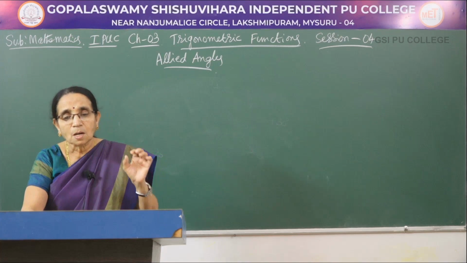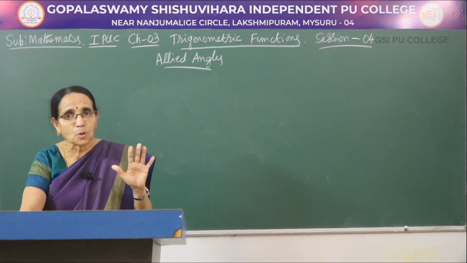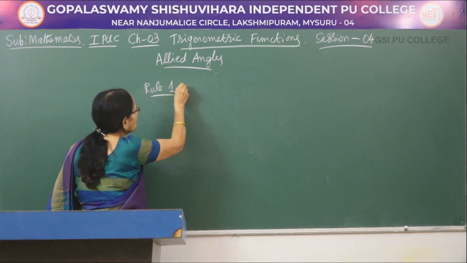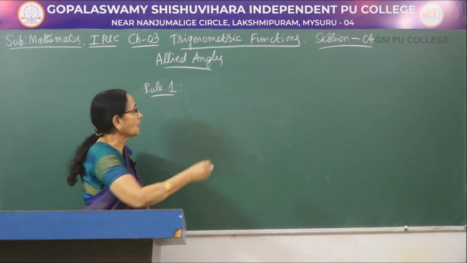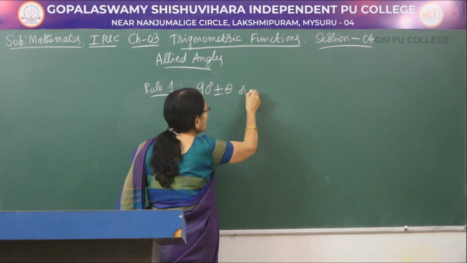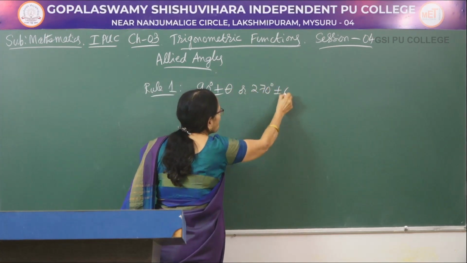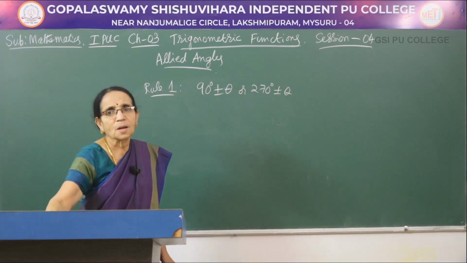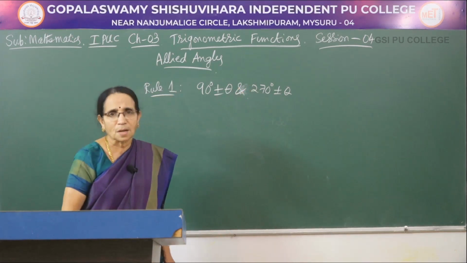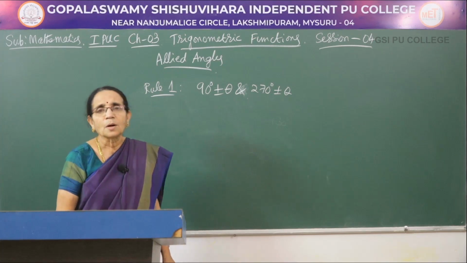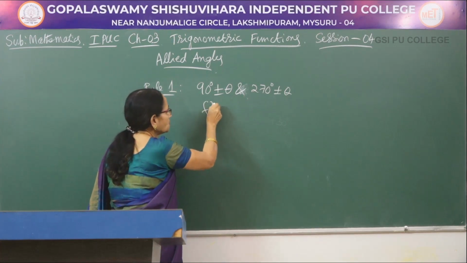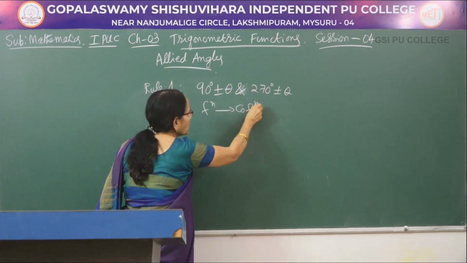To know that, there are two rules here. Remember these rules properly. Now the first rule, Rule 1 says that if the angle is expressed as 90 plus or minus theta, or you can write also 270 plus or minus theta, when you find the value, the function would be changed over to cofunction.